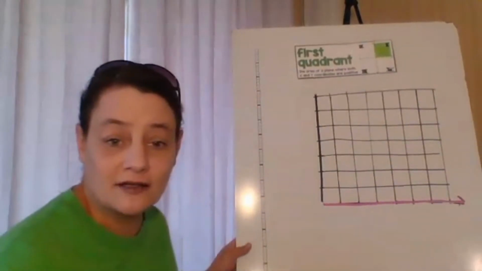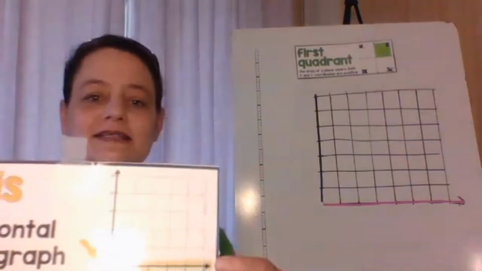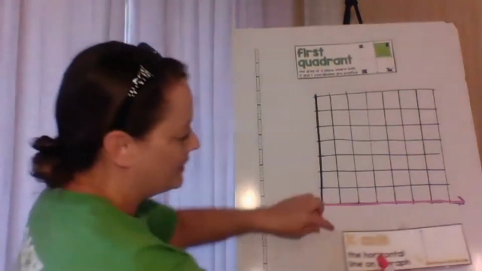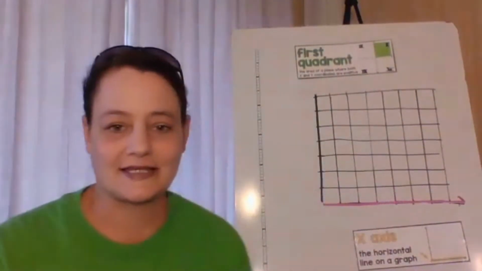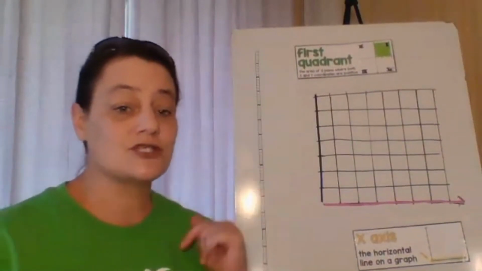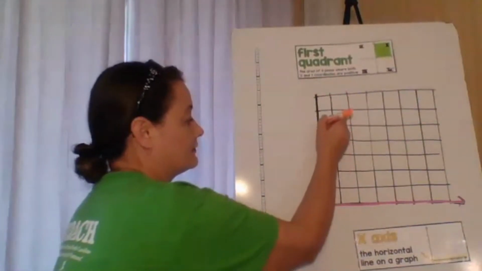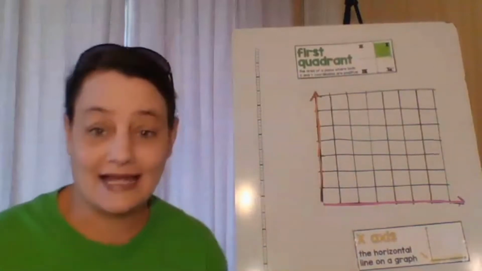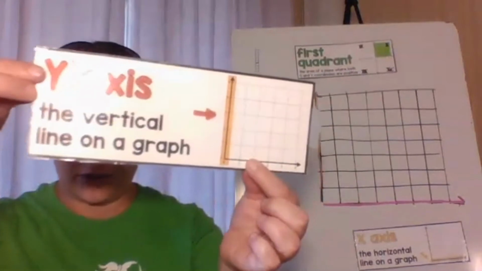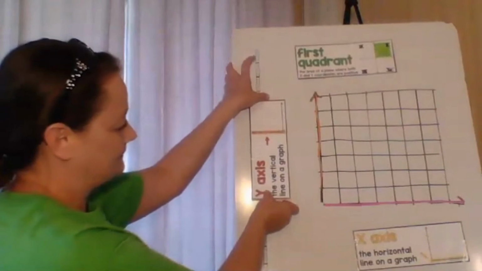It goes horizontally, okay? And that is called the x-axis, okay? So that's just the horizontal line on a graph. So down here we've got the x-axis, okay? Now going straight up and down, which is vertically, we have the y-axis, okay? Y-axis, the vertical line on a graph. I'm just going to hang it right here.